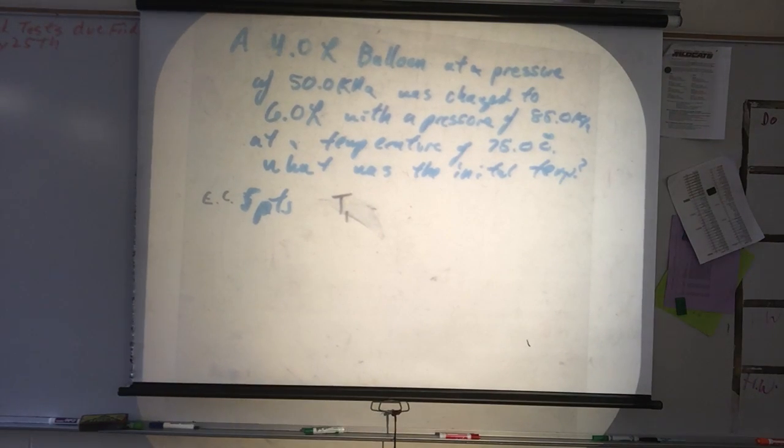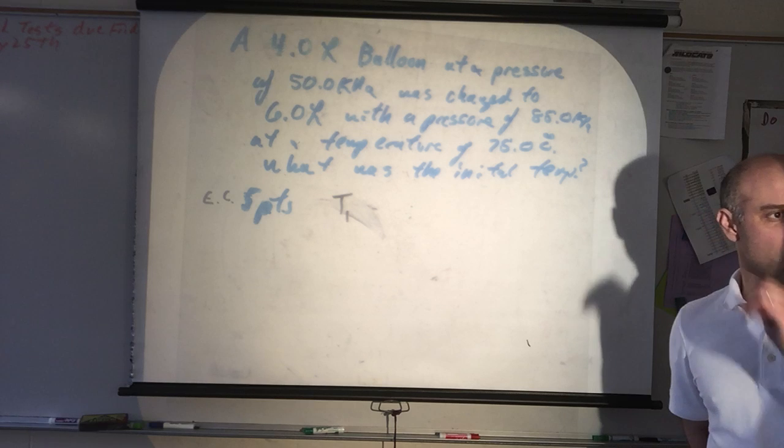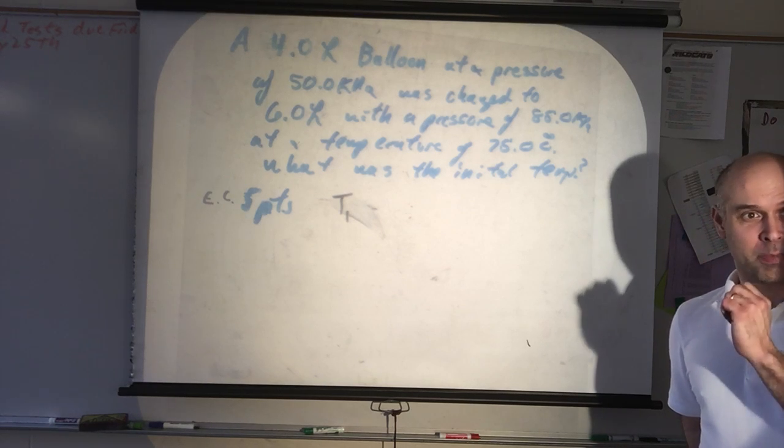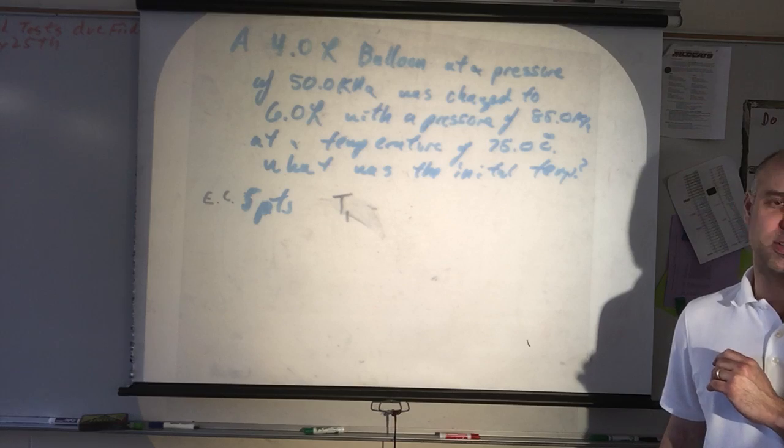Here's this problem. You've got a 4-liter balloon at a pressure of 50 kPa. It was changed to 6 liters with a pressure of 85 kPa and a temperature of 75 Celsius. What was the initial temperature? Now you want to pause the video for 5 minutes and give yourself a chance to solve this problem. And then you can unpause it and see the answer.